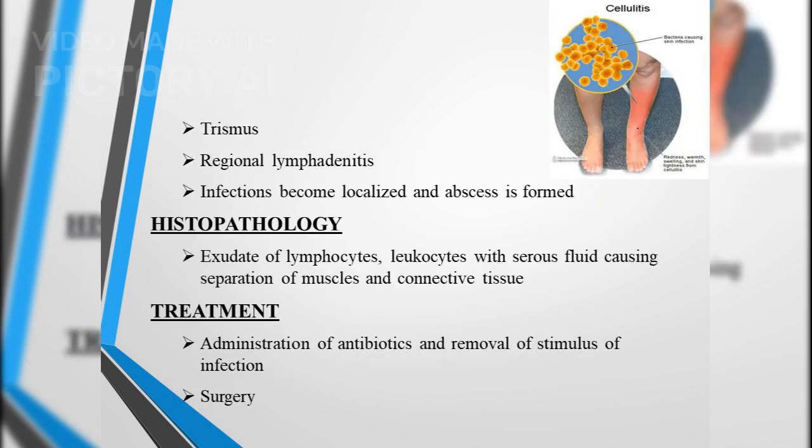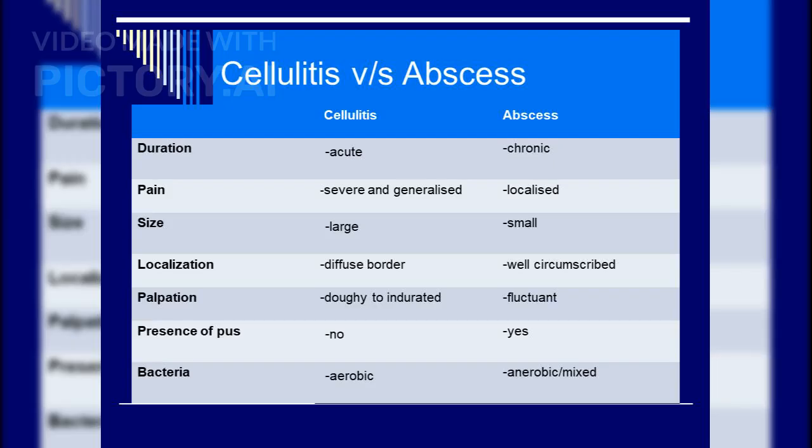Cellulitis involves lymphocyte exudation and muscle separation, treated with antibiotics and sometimes surgery to remove infection stimuli. Cellulitis and abscesses differ in duration, pain, size, and bacterial presence, with cellulitis being acute and diffuse, while abscesses are chronic and localized.